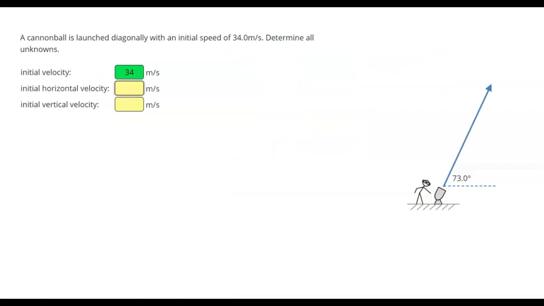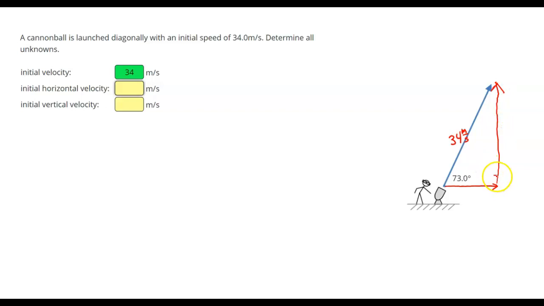So first problem. Here we have a cannonball launched diagonally with a velocity of 34 meters per second. And as we said in the last video, we're really not going to be using a diagonal velocity in any of our analysis. We're always going to be using the upward component of the velocity and the sideways component of the velocity. So what we need to figure out is, given this velocity and given that angle, what is the sideways component of the velocity and what is the upward component of the velocity.